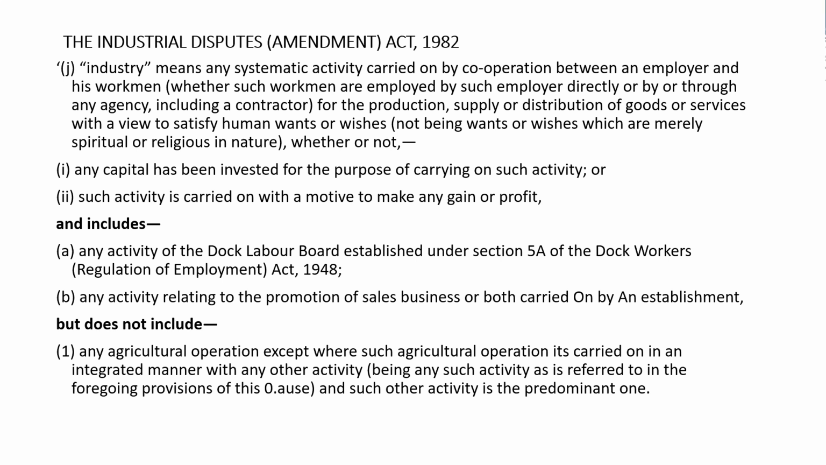And after that, in the year 1982, the Industrial Disputes Amendment Act came, and they gave the definition of industry: industry means any systematic activity carried on by cooperation between the employer and his workmen, whether such workmen are employed by the employer directly or through any agency, including a contractor, for the production, supply or distribution of goods or services with a view to satisfy human wants or wishes, not being wants or wishes which are merely spiritual or religious in nature.